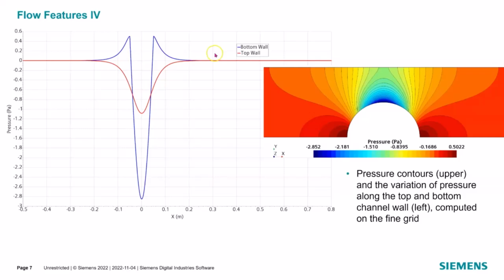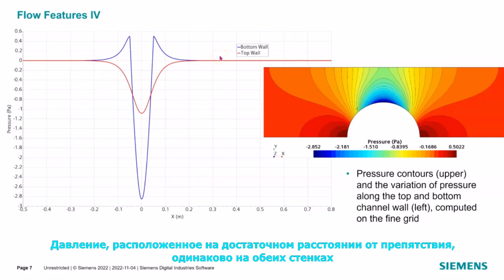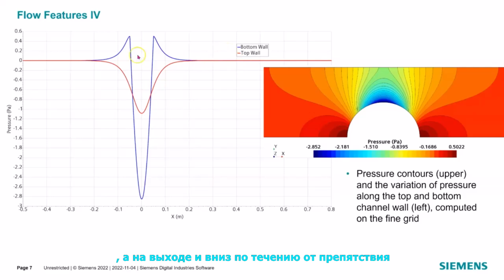Sufficiently far away from the obstacle, pressure is equal at both walls, and the same upstream and downstream of the obstacle. There is no pressure loss. Because the pressure is symmetric around the obstacle, the net force on the obstacle in x direction is equal to 0, which is of course not realistic.